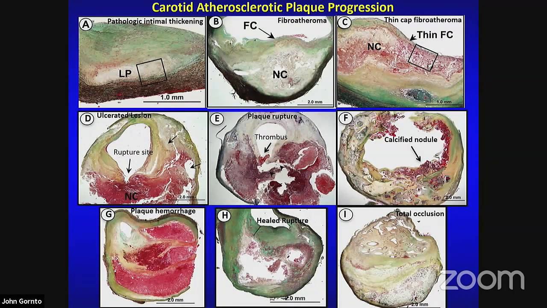So it is very uncommon to see a large thrombus in the carotid artery, especially in a patient who comes with a stroke. It has already embolized, and we usually see very small thrombus, as shown right here. You can see a large plaque hemorrhage. You can see calcified nodule. You can see multiple healed plaque ruptures, plaque hemorrhage, and you can see chronic total occlusion. Chronic total occlusion is very common in coronary, not that common in the carotid.